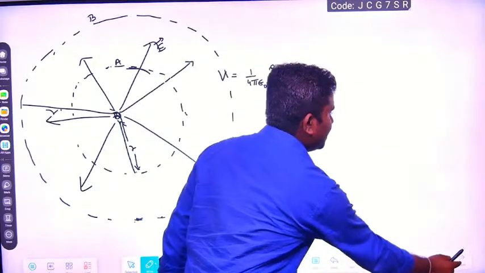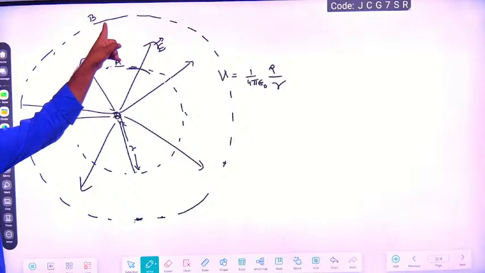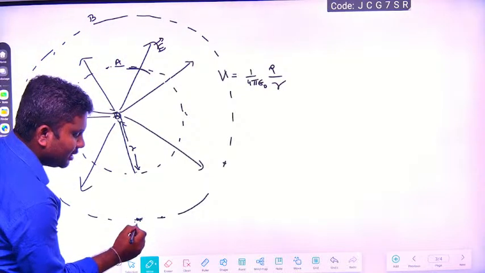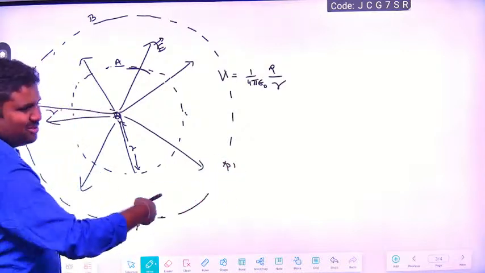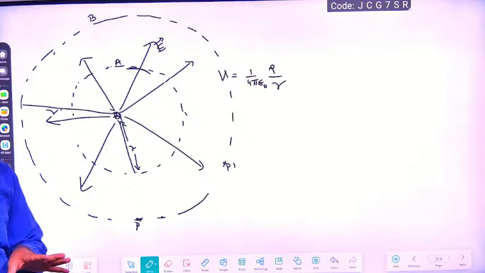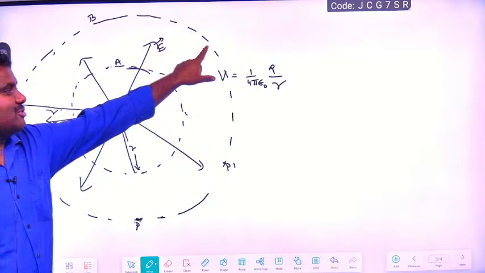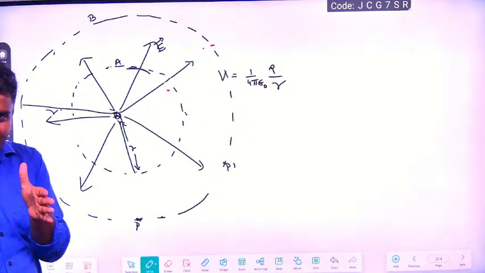Now this is a second equipotential surface, B. What is the work done to move a charge from this point P to P dash? How much work do you need to do? Zero. Correct, right? Now you got clarity? Now this equipotential surface and this equipotential surface, are they merged or separated?